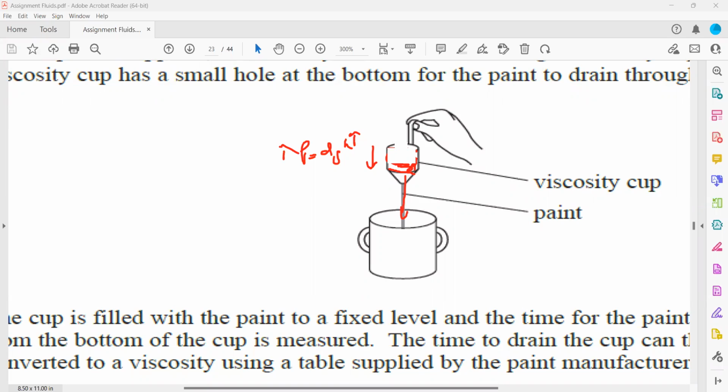As a result, both possibilities are there. It might be greater, it might be smaller. Another thing that might happen is that paint is a viscous fluid, so it might block the hole. If it blocks the hole, the rate of flow will change, so it will take a longer time.